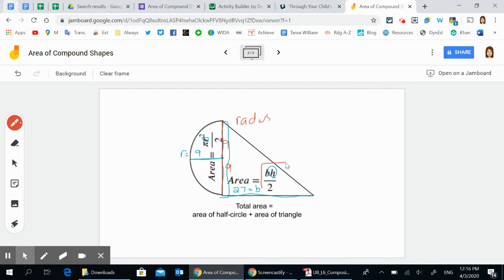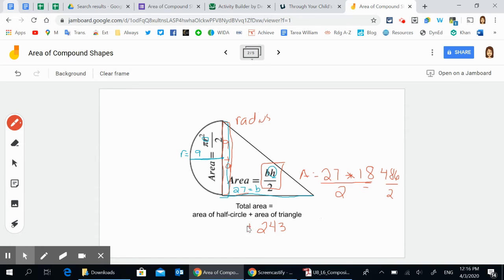So let's start with the area of our triangle. I have this formula. The area is equal to the base, 27, times the height, which in this case we said is 9 plus 9, or 18. And then I'm going to divide by 2. So 27 times 18 is 486, divided by 2, which means that the area of my triangle is 243.